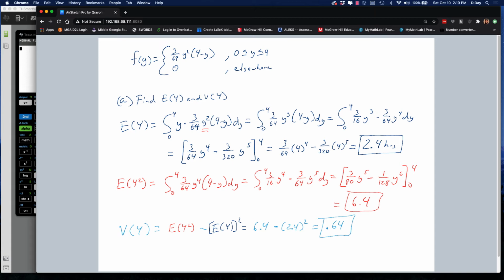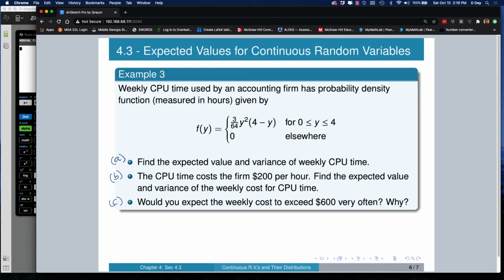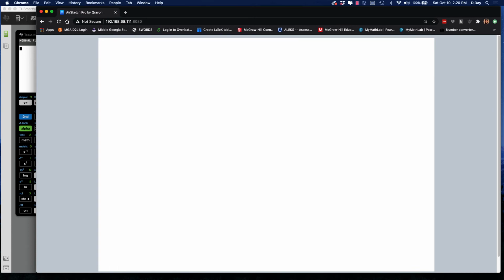So now we can move on to part B, and let's remind ourselves what part B was asking. It says the CPU time costs the firm $200 per hour, so that's important. That's really saying 200 times y, because remember y was the CPU time they measured in hours. And it says find the expected value and variance of the weekly cost for the CPU time. So since capital Y represents the number of hours overall, and it's $200 per hour, what we're really going to be doing here is the following. So this is part B.